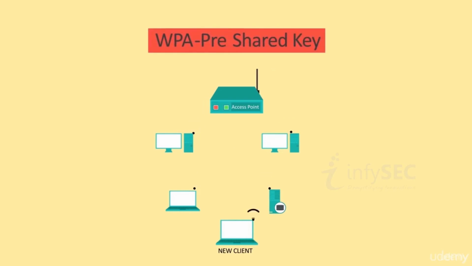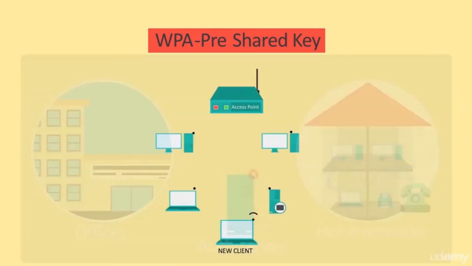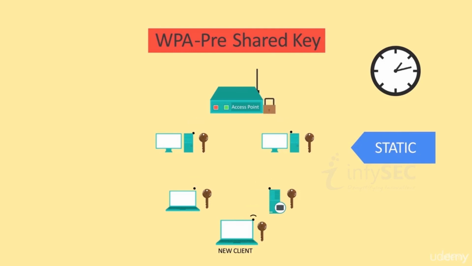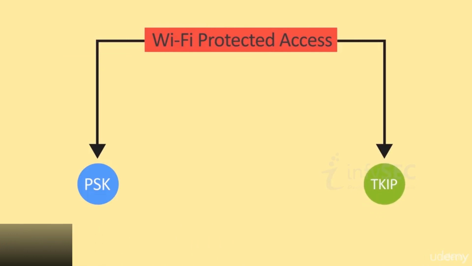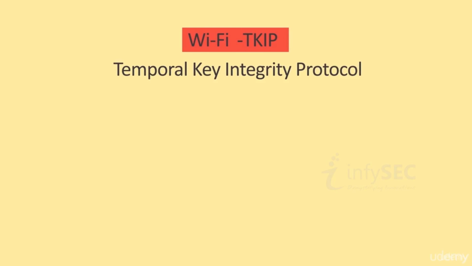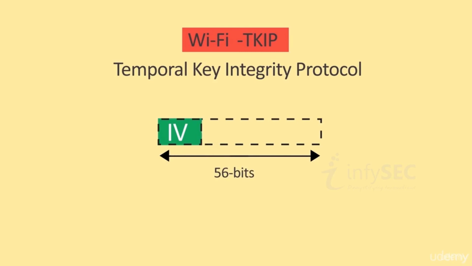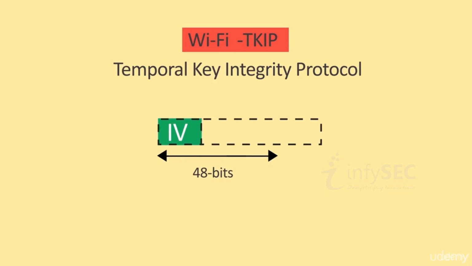PSK, pre-shared key, is simple and was designed for small offices and home networks that do not require an authentication server. However, the encryption keys tend to become old as time passes, since these keys are not generated dynamically upon login and are subjected to brute force and dictionary attacks. This paves a way to opt in for the second authentication mechanism, TKIP. Temporal Key Integrity Protocol enhances WPA by increasing the length of the IV by adding an extra 32 bits to the original 24 bits, accounting to 56 bits, to generate a unique encryption key for each client. However, only 48 bits are used in practice because one byte must be thrown away to avoid weak keys.